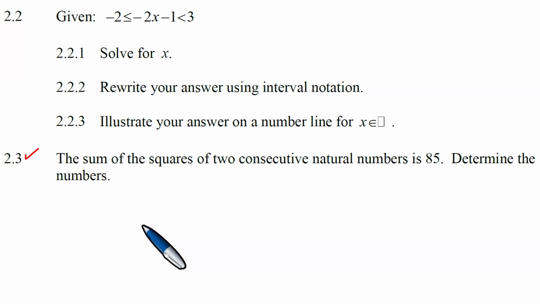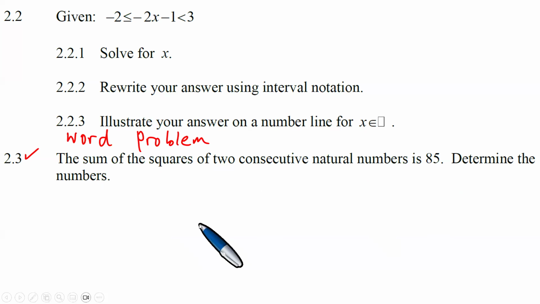Okay. So this one, we call this one a word problem. We call it a word problem because they've given you words and they want you to do mathematics to convert these words to mathematics, to an equation. So where do you start? If they say the sum of the two consecutive natural numbers is 85, it then means a couple of things. So now to solve this question, you proceed as follows.